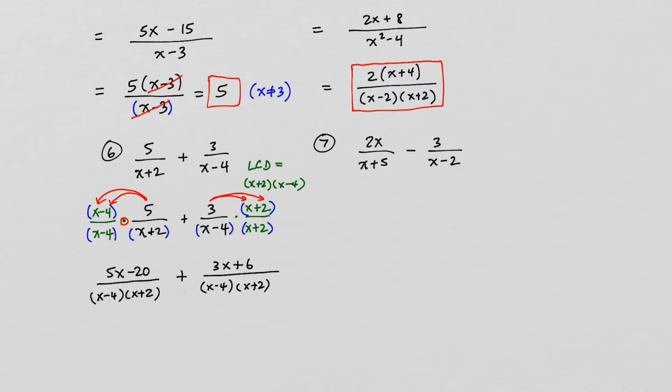And see, now we can add the numerators. You want the terms exposed in the numerator, because when you add them together, you want to combine like terms. So that's why we don't want to have parentheses in the numerator. So adding these together, our next fraction is going to have that common denominator. And we have 5x minus 20 plus 3x plus 6.